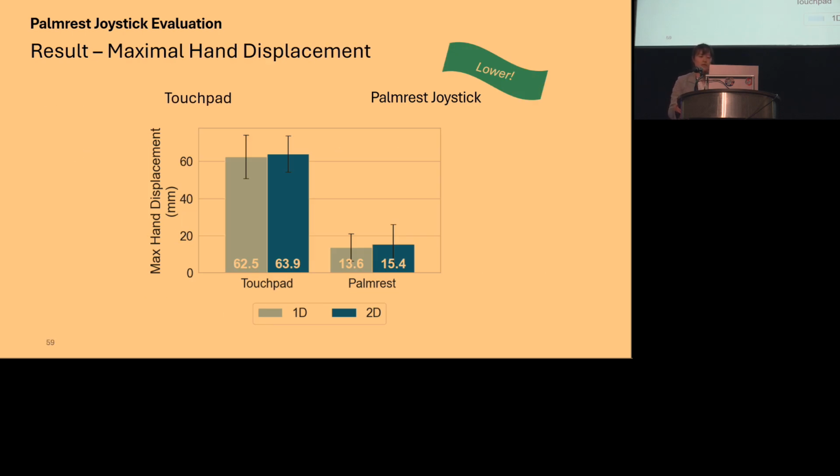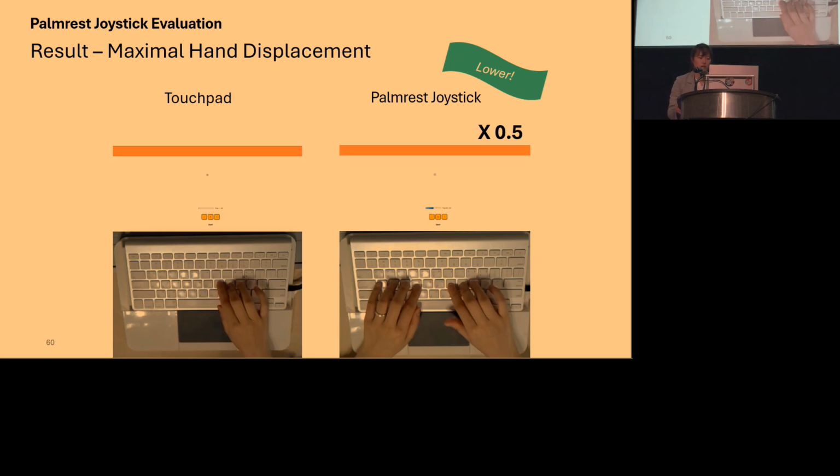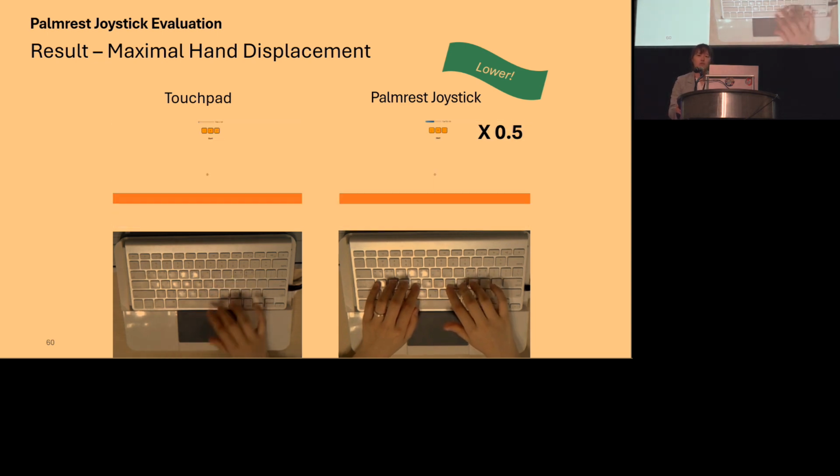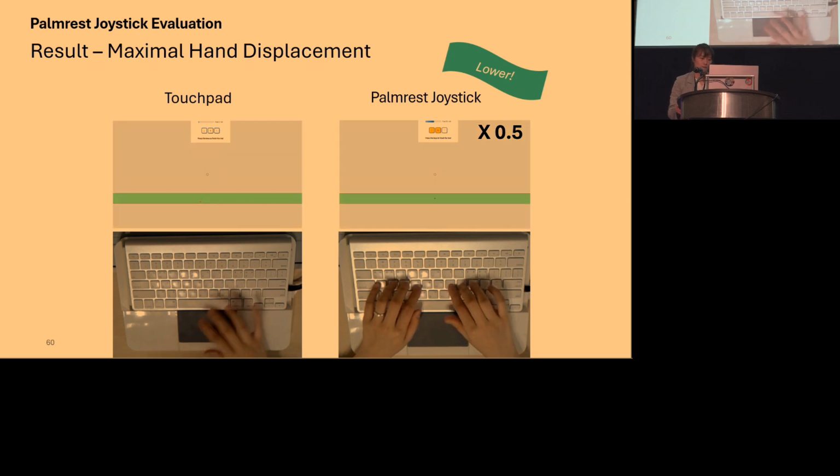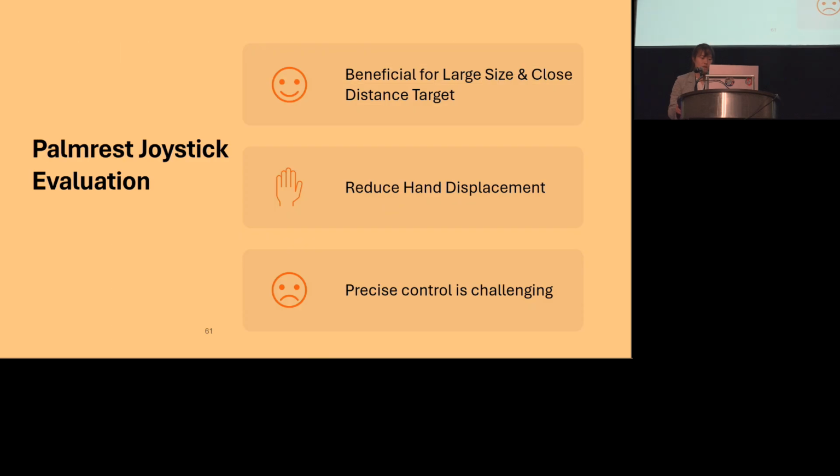In addition, the hand displacement of Palmrest joystick was approximately 4 times lower than that of the touchpad, and this reduced hand movement led to the reduced switching time between the keyboard and the touchpad. In conclusion, Palmrest joystick is beneficial for large size and close distance target, especially for one-dimensional, and it reduced the switching time due to the reduced hand displacement. However, precise control with the palm is still challenging, especially for smaller targets and larger pointing movement in two-dimensional conditions.